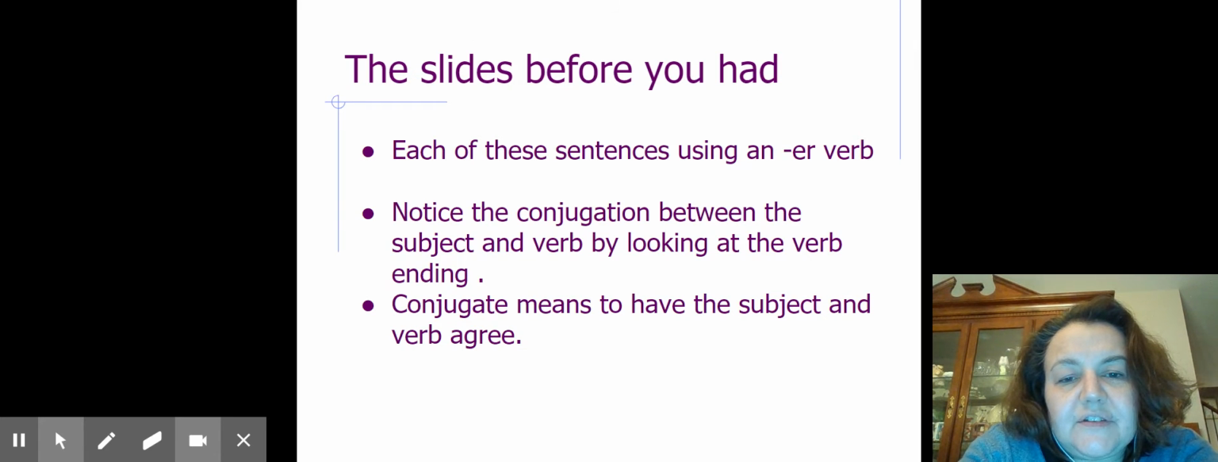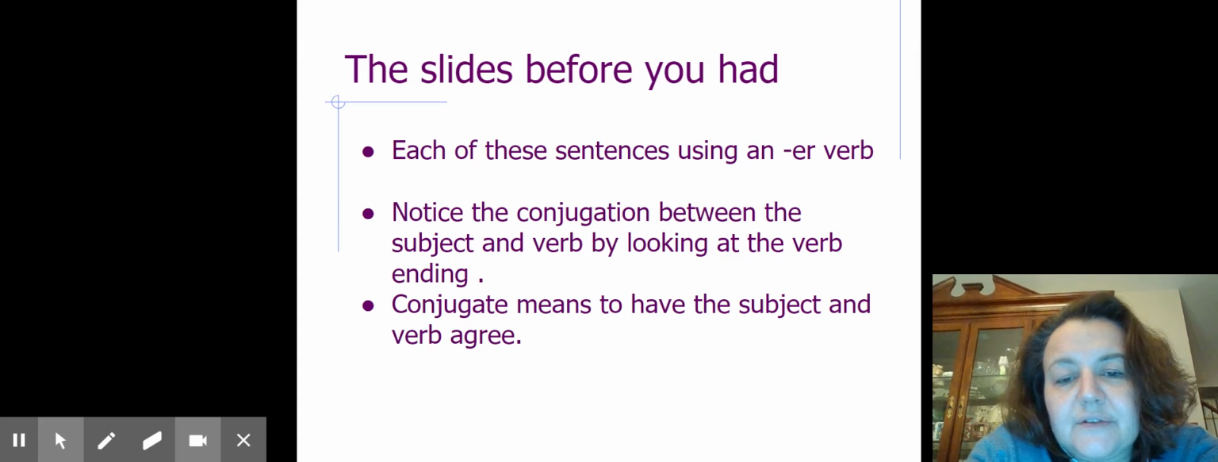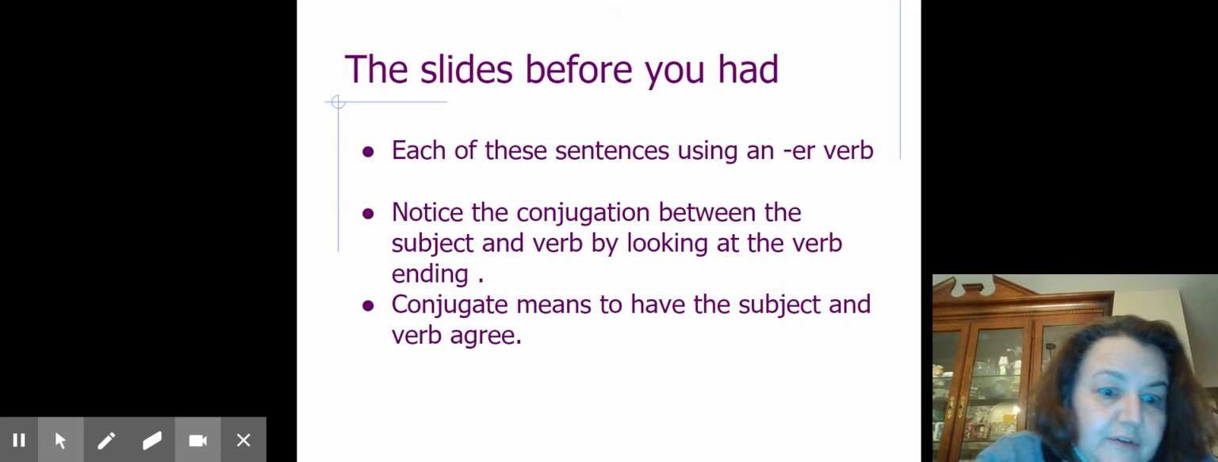So the slides that we just saw before, each of these sentences uses an ER verb. If you go back and look, you'll notice the conjugation between the subject and the verb by looking at the verb ending. That verb ending is what tells us the conjugation and the form of the verb to use. And conjugate means having the subject and verb forms agree.